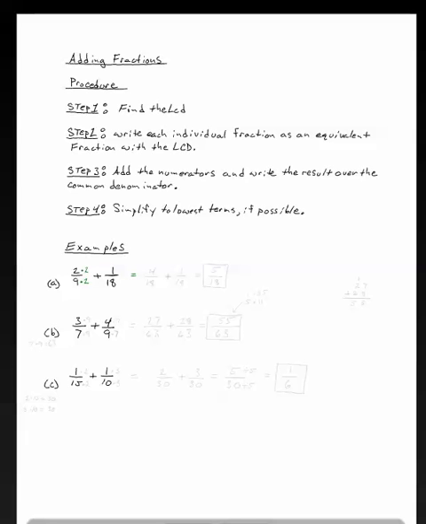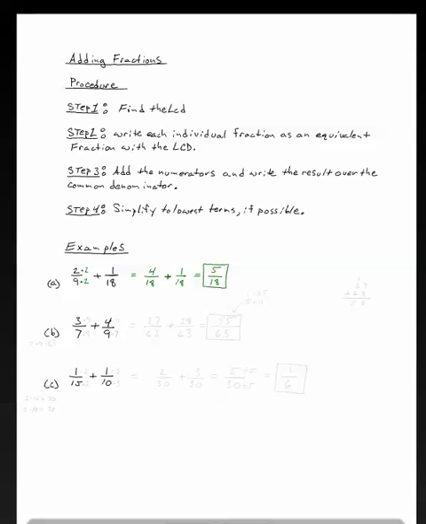So our new problem becomes 2 times 2 is 4, and 9 times 2 is 18, plus 1 over 18. Now, we add our numerators. 4 plus 1 is 5, and keep our common denominator. So we get 5 over 18. The last thing we have to do is check to see if this answer is reducible. But 5 and 18 don't share any common factors, so it's fully reduced.